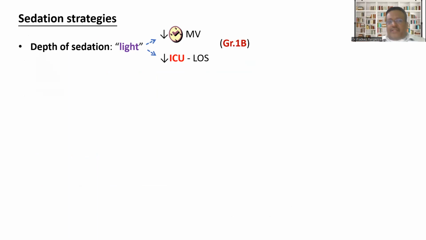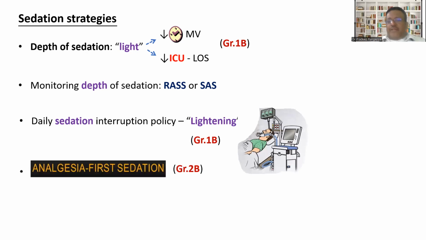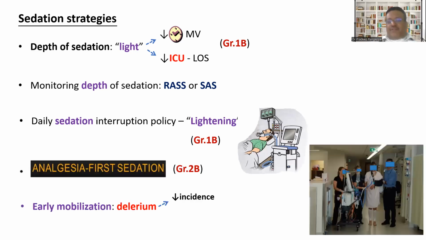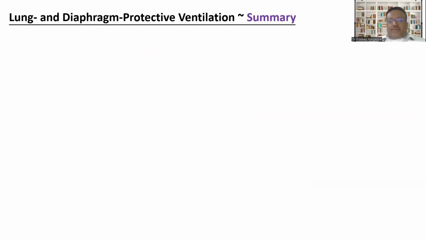As I already mentioned, oversedation is bad, undersedation is bad. So light sedation, depth of sedation is important, because lighter sedation has been shown to reduce mechanical ventilation and reduce ICU length of stay, grade 1B. Monitoring depth of sedation has to be done with the RASS score, and daily sedation interruption with lightening has to happen. In all this, I won't dwell into detail. I'm sure most of you know. And analgesia-first sedation and early mobilization is being emphasized. It is shown to reduce the delirium and duration of delirium and improve the weaning process. And one has to take effort in protecting the sleep cycle, which is also a grade 1C recommendation.